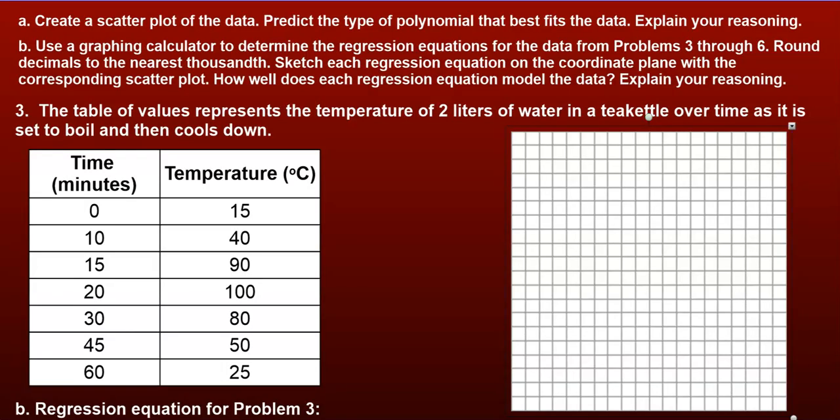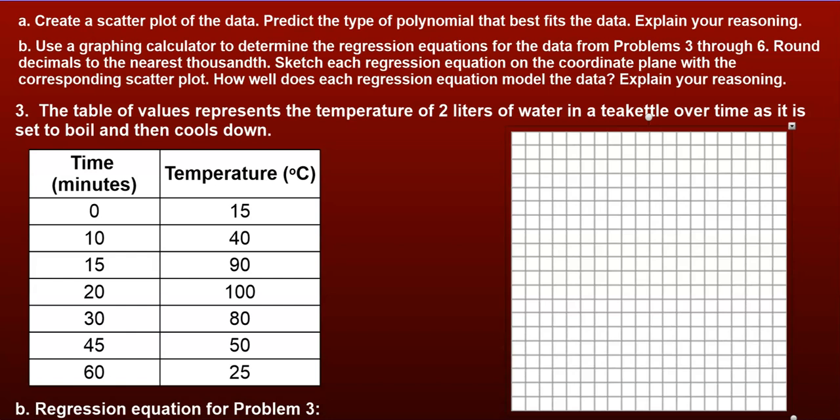Part A. Create a scatter plot of the data. Predict the type of polynomial that best fits the data. Explain your reasoning. Part B. Use a graphing calculator to determine the regression equations for the data from problems 3 through 6. Round the decimals to the nearest thousandths. Sketch each regression equation on the coordinate plane with the corresponding scatter plot. How well does each regression equation model the data? Explain your reasoning.